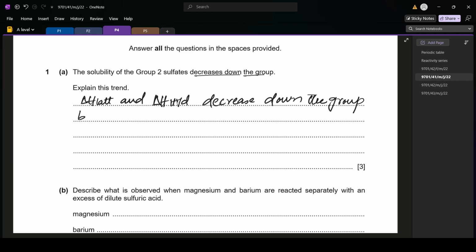because ion charge density decreases down the group. Okay, and hydration enthalpy decreases more. The hydration enthalpy decreases more.